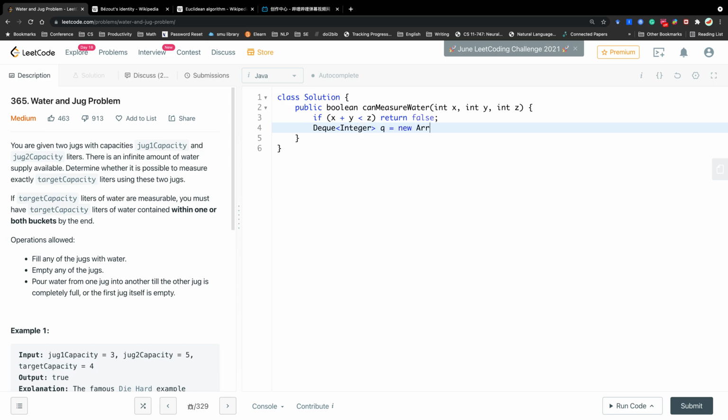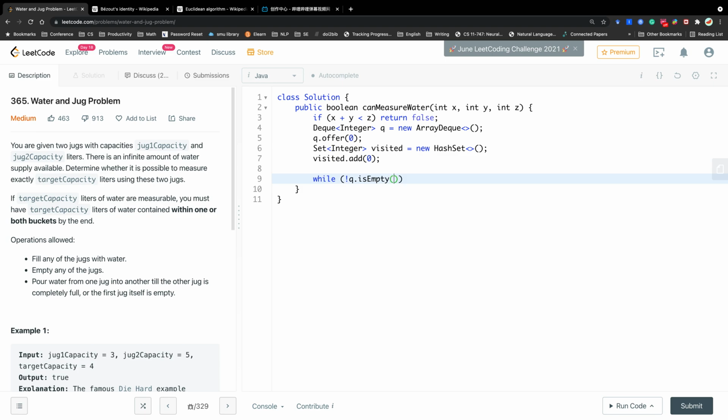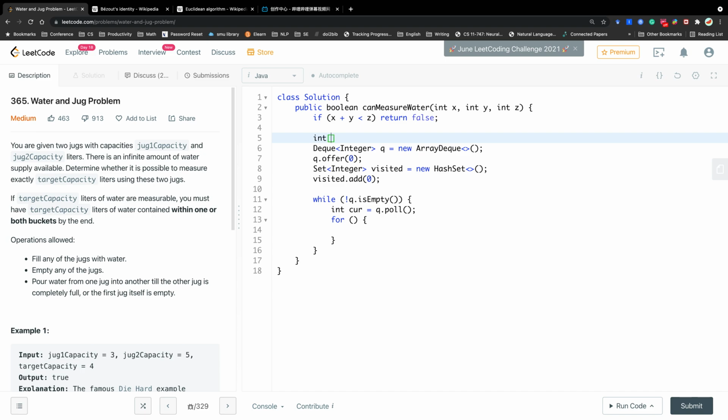The size will be an array deque. So the queue will offer 0. And as I said, we need a hash set. We call it the visited hash set. So visited will add 0 first. And then while the queue is not empty, we get the current by polling from the queue. And we actually have four directions. So let's write here the four directions: x, minus x, y, minus y. So for the directions, the total will be the direction plus current.